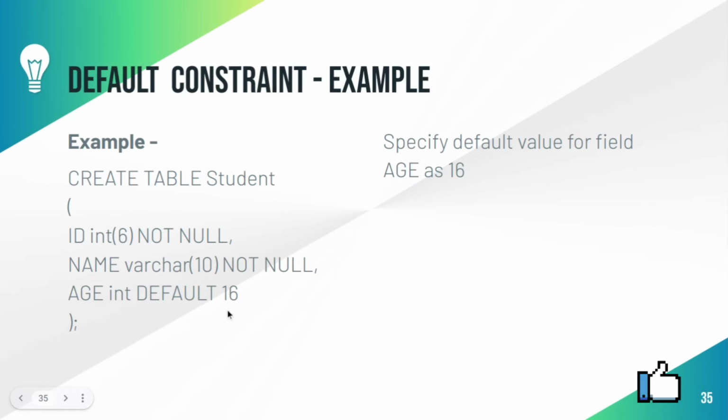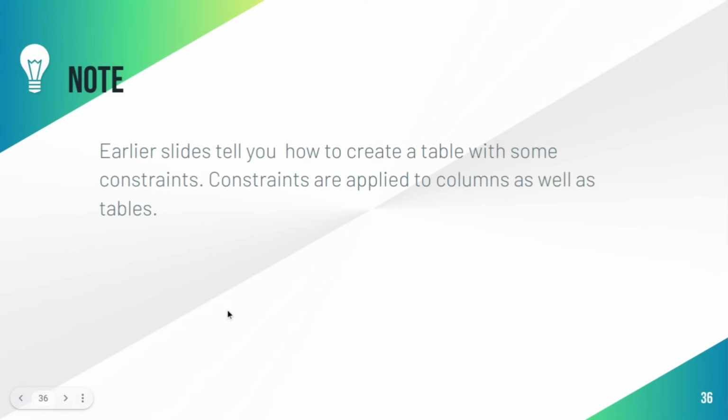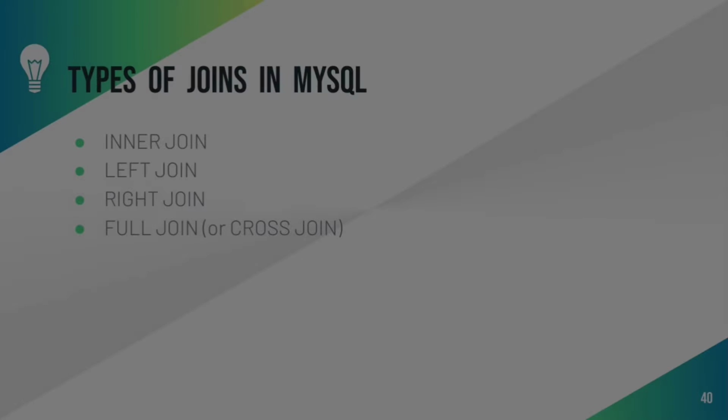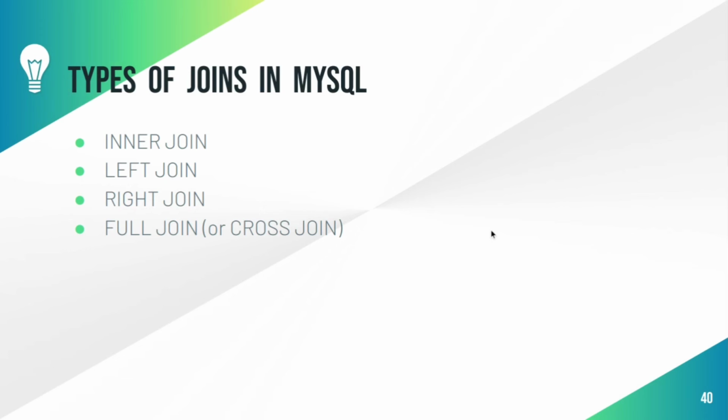So next, the earlier slides told you how to create a table with some constraints. Constraints are applied to columns as well as tables. So our next topic is MySQL Joins. A join clause is used to combine rows from two or more tables based on a related column between them. So our next topic is types of joins in MySQL.